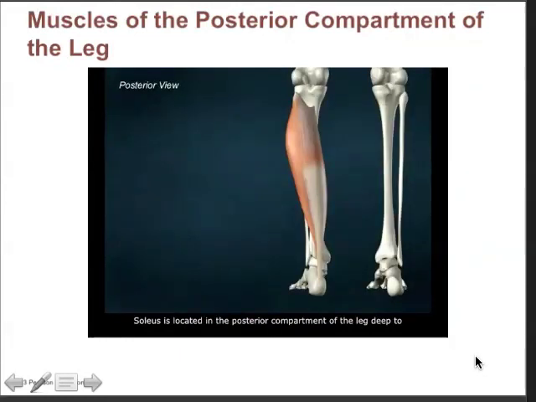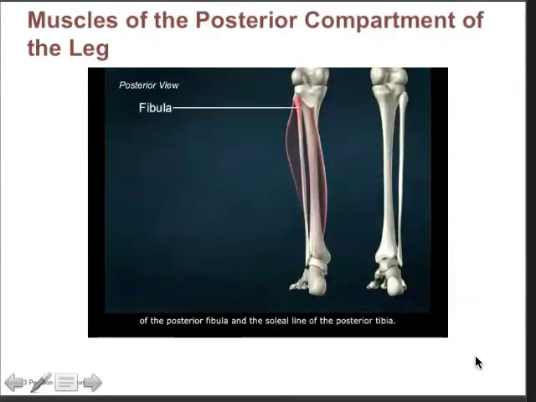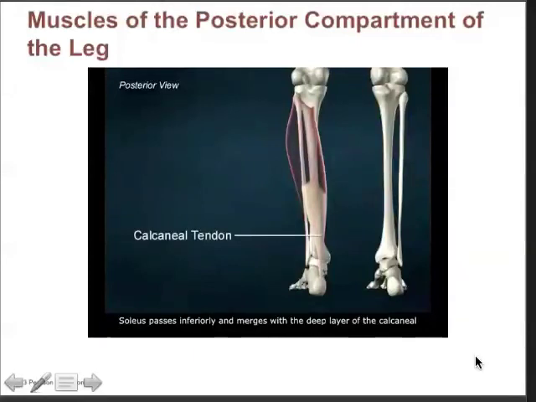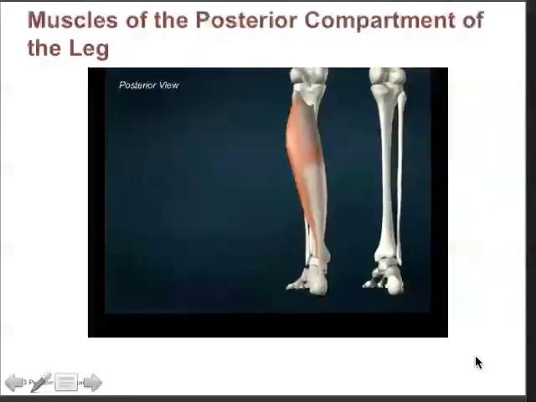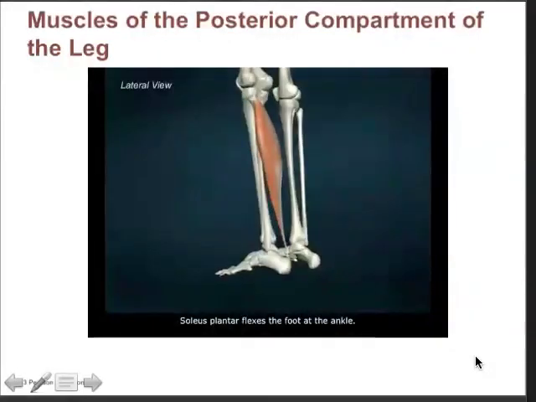Soleus is located in the posterior compartment of the leg, deep to gastrocnemius. The origins of soleus are from the proximal 1/3 of the posterior fibula and the soleal line of the posterior tibia. Soleus passes inferiorly and merges with the deep layer of the calcaneal tendon, which inserts onto the posterior calcaneus. Soleus plantar flexes the foot at the ankle. It is innervated by the tibial nerve.